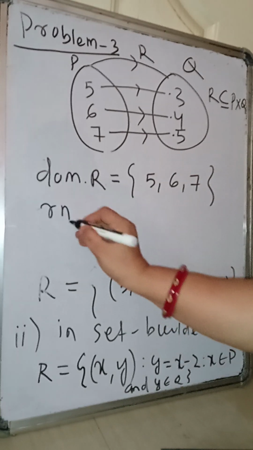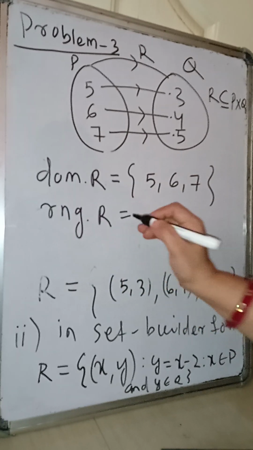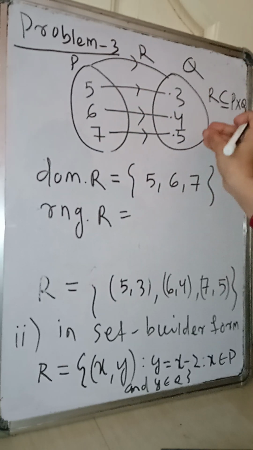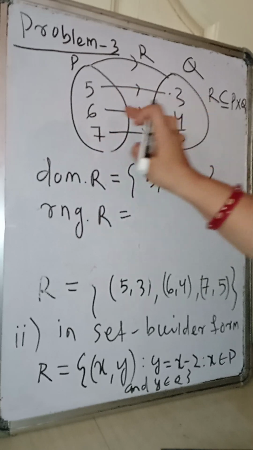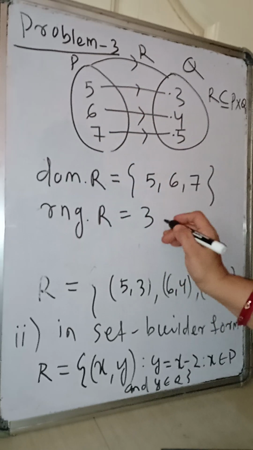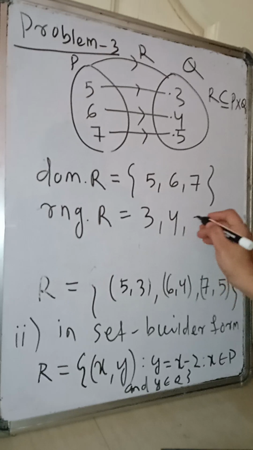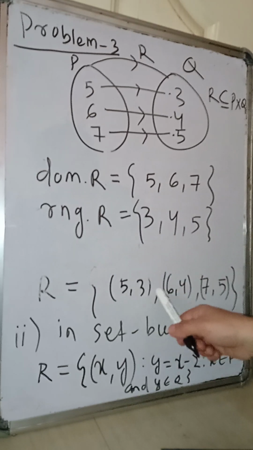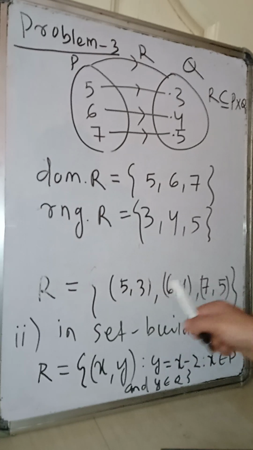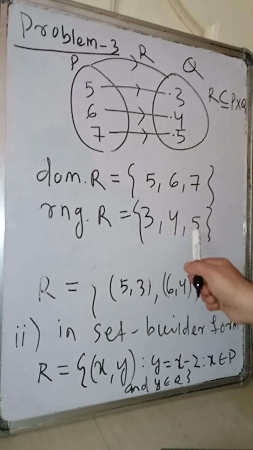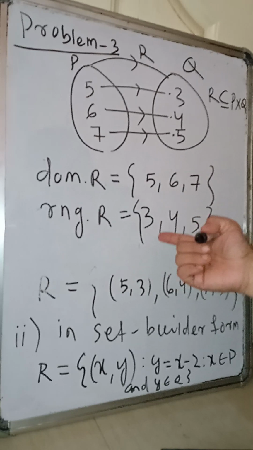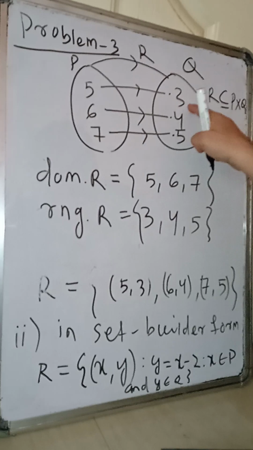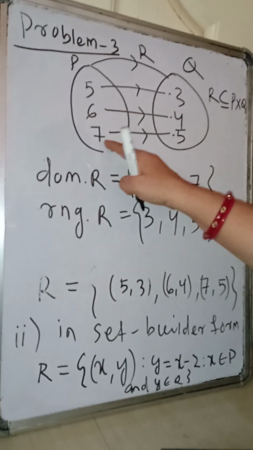Now what will the range of the relation be? The elements of the domain are going to which elements of the codomain: 5 goes to 3, 6 goes to 4, 7 goes to 5. So the collection of all the second elements is 3, 4, 5. Otherwise you can say it is the image of each element of the domain set. So the image of 5 is 3, the image of 6 is 4, the image of 7 is 5.